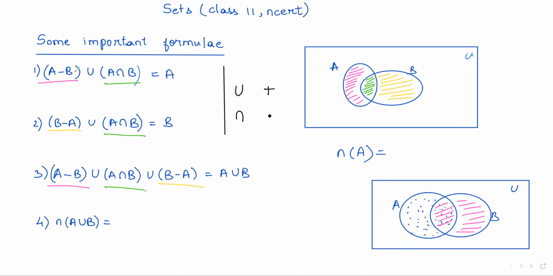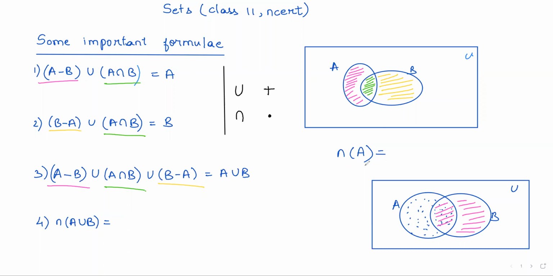The first formula is A minus B union A intersection B is equal to A. From the Venn diagram, I've shaded A minus B with pink lines. A intersection B is the green shaded region. By observation, this covers the whole set of A. Hence, A minus B union A intersection B is equal to A.